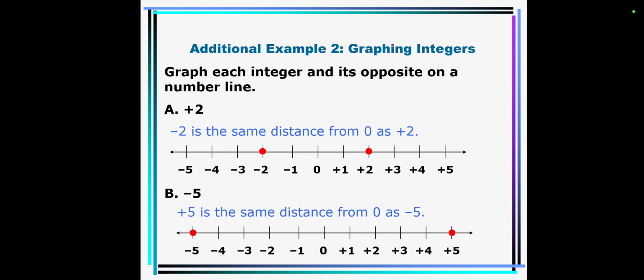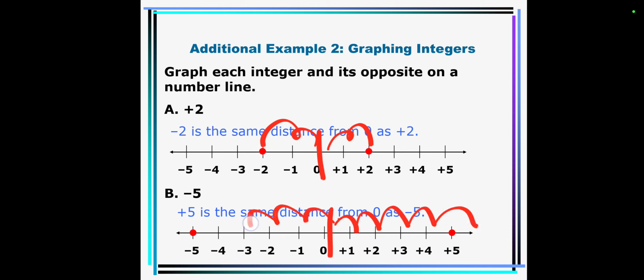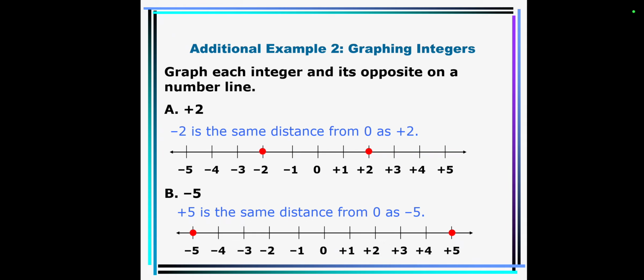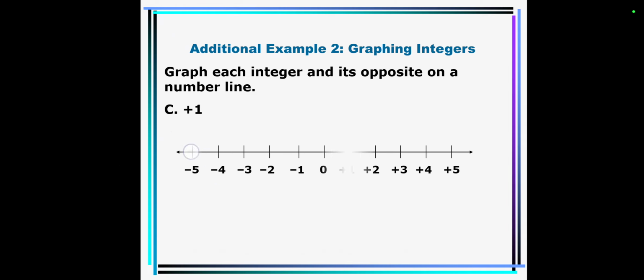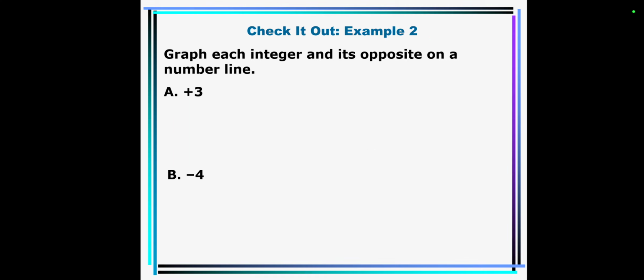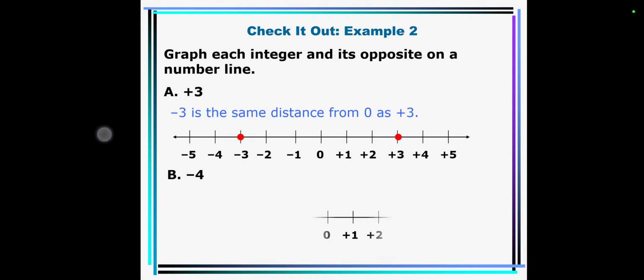Okay? And they have the same distance from 0. You can actually try to count them. From there, 1, 2. Here also 1, 2. Here also 1, 2, 3, 4, 5, and 1, 2, 3, 4, 5. So, the same distance. Same with positive 1, which is negative 1 is the answer, and so on.